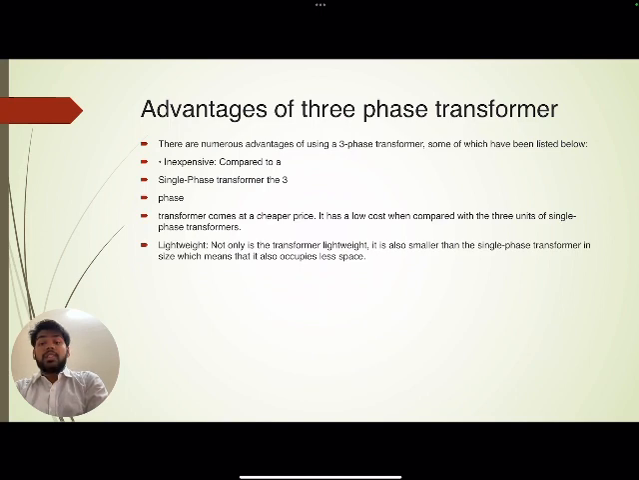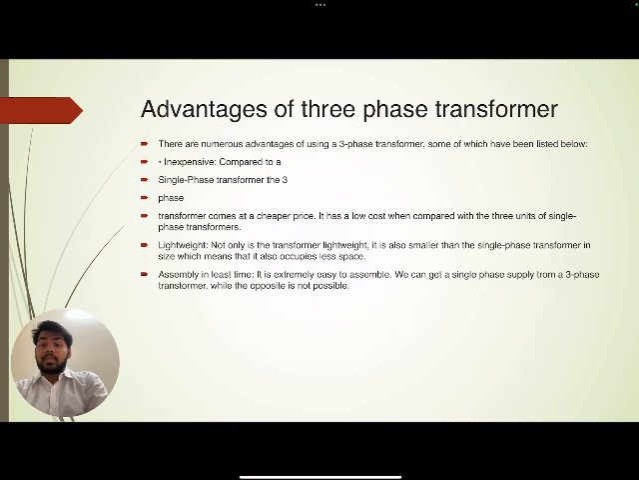Lightweight. Not only is the transformer lightweight, it is also smaller than a single-phase transformer in size, which means it also occupies less space. Assembly in least time. It is extremely easy to assemble. We can get a single-phase supply from a three-phase transformer, while the opposite is not possible.